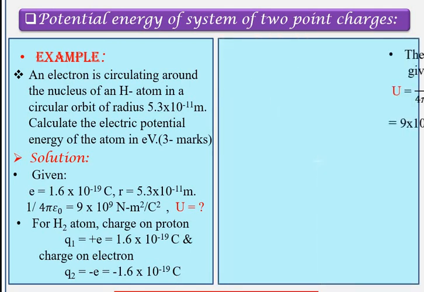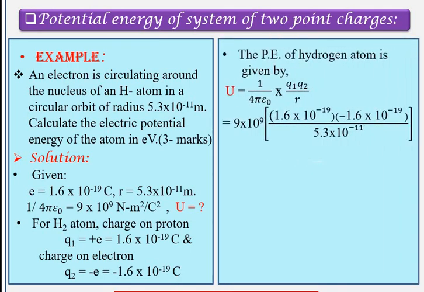Putting these values in the formula, potential energy is given by the relation U equal to 1 upon 4 pi epsilon 0 into Q1 Q2 divided by R. The value of 1 upon 4 pi epsilon 0 is 9 into 10 raised to 9. The value of Q1 is 1.6 into 10 raised to minus 19. The value of Q2 is minus 1.6 into 10 raised to minus 19, divided by the value of R, which is 5.3 into 10 raised to minus 11.